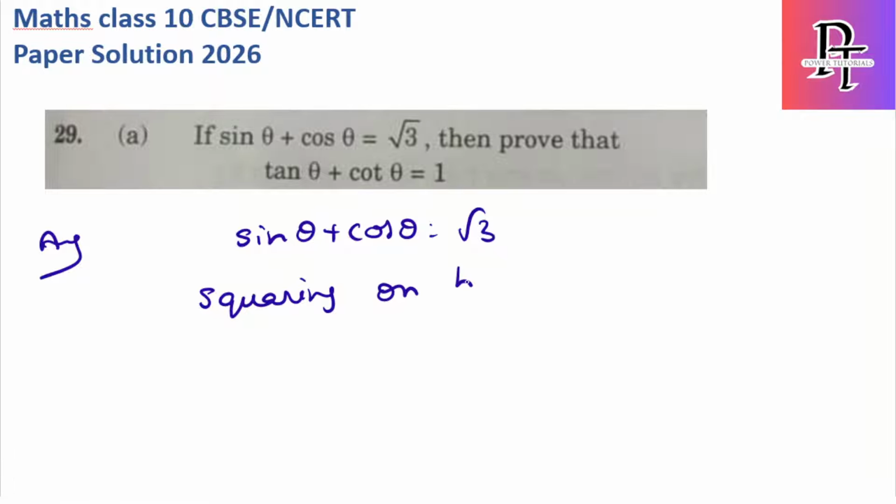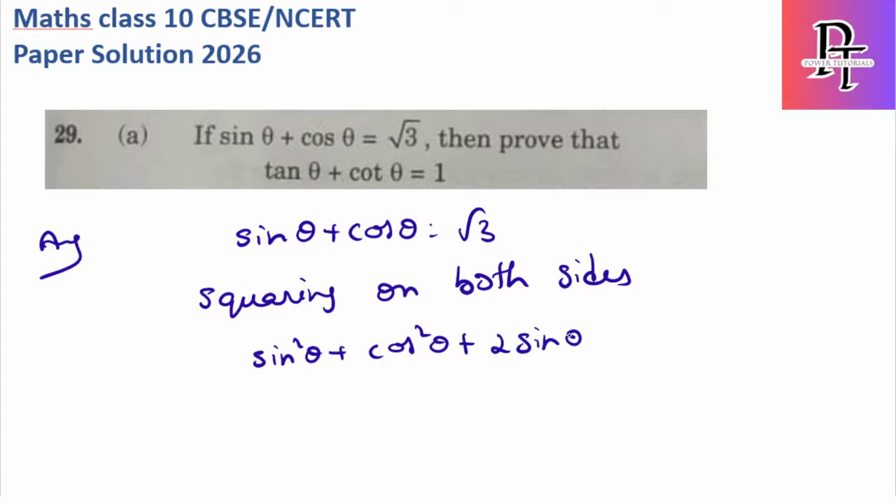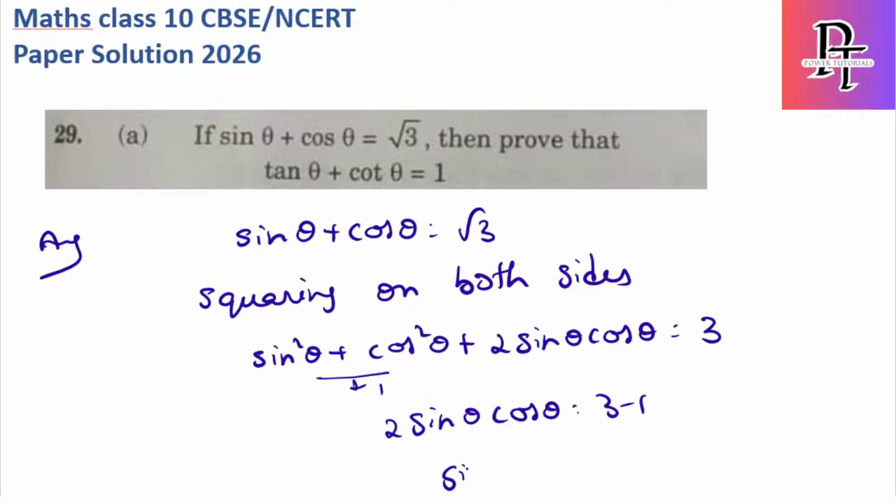Squaring on both sides. If I square it, what will I get? sin square theta plus cos square theta plus 2 sin theta cos theta is equal to 3. So sin square plus cos square, using the first identity, this value is 1. So I will get 2 sin theta cos theta is equal to 3 minus 1, which is nothing but 2. So sin theta cos theta, I got the value as 2 by 2, which is 1. Keep it as 1. Okay, now let's see what they are asking.